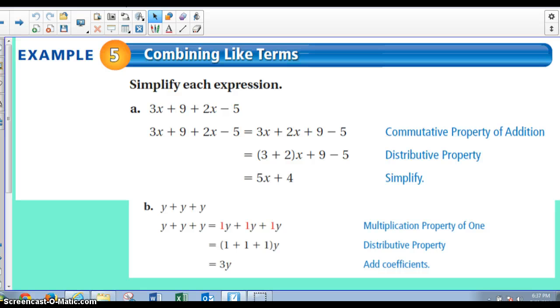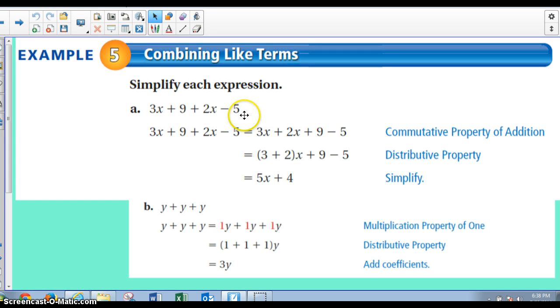In example 5, you're going to be combining like terms. So let's take a look at this one. It says simplify each expression. So the first one we have here is 3x plus 9 plus 2x minus 5. Well, to make it easier, we take the commutative property, and just like before when we put numbers together, we can also put variables together.